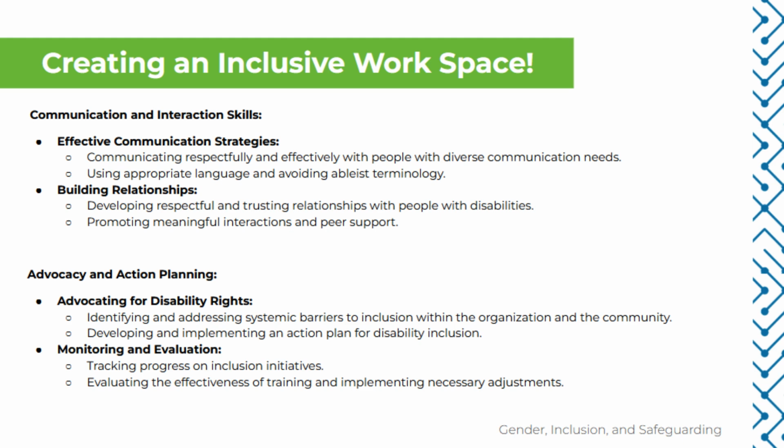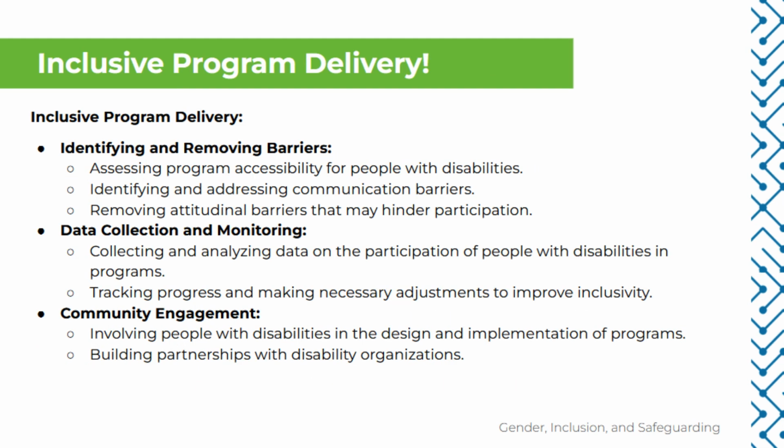Creating an inclusive environment further involves advocacy and action planning. This includes identifying and addressing systemic barriers to disability inclusion within both the organization and the community, as well as developing and implementing clear action plans. Finally, applying monitoring and evaluation through tracking progress on inclusion initiatives, evaluating the effectiveness of training, and making adjustments as needed. Here are key strategies for inclusive program delivery.